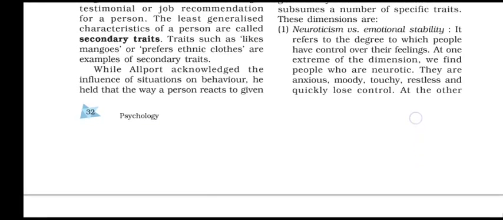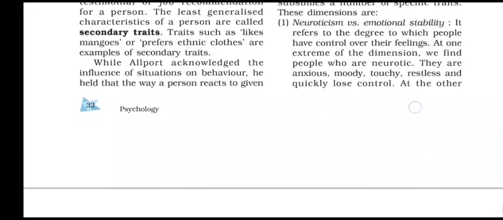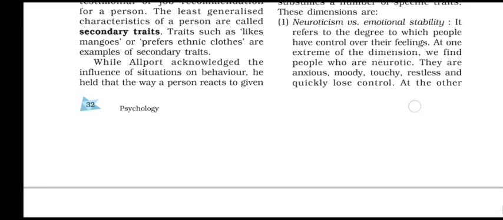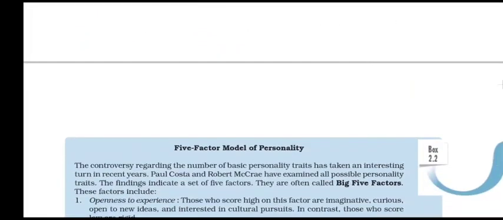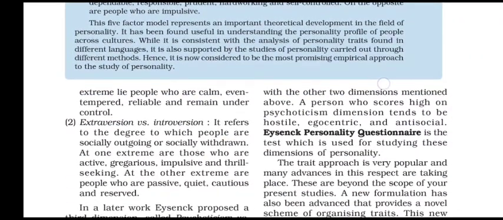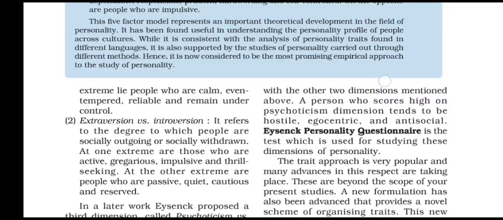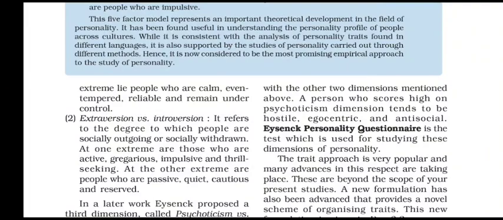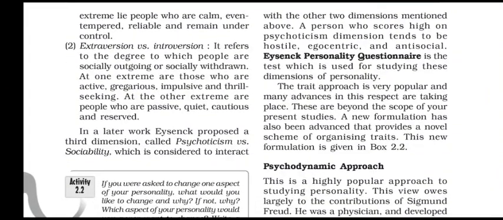At one extreme of the dimension, we find people who are neurotic. They are anxious, moody, touchy, restless, and quickly lose control. At the other extreme lie those who are calm, even-tempered, reliable, and remain under control. Extroversion versus introversion. It refers to the degree to which people are socially outgoing or socially withdrawn. At one extreme are those who are active, gregarious, impulsive, and thrill-seeking. At the other extreme are people who are passive, quiet, cautious, and reserved.